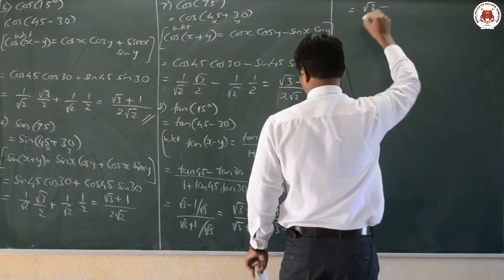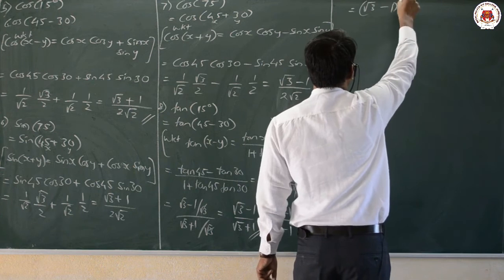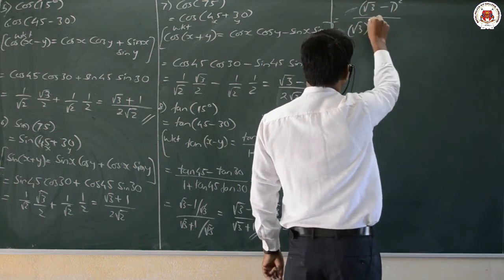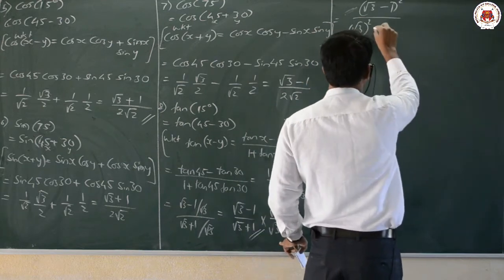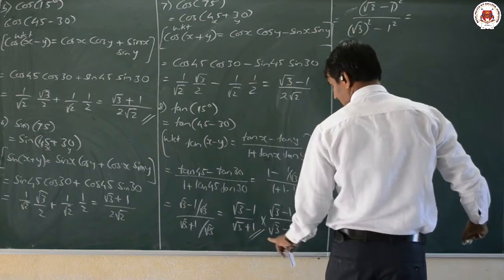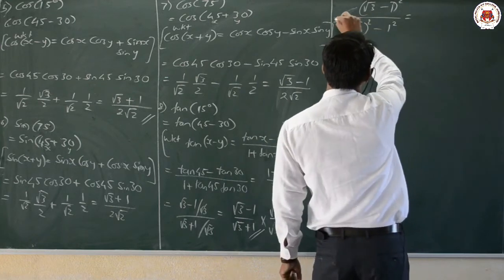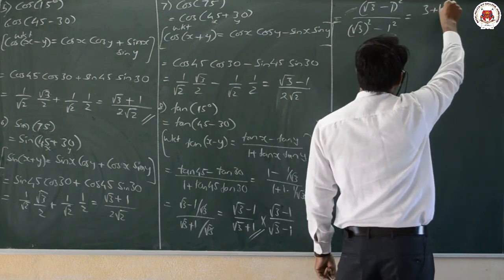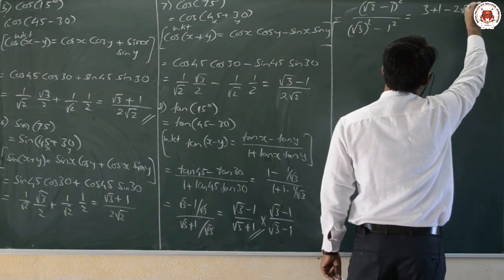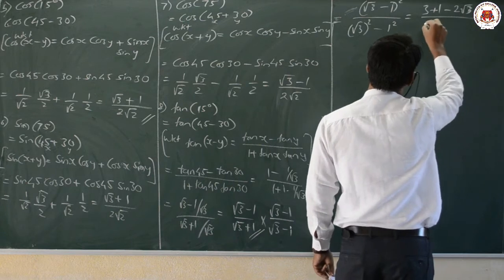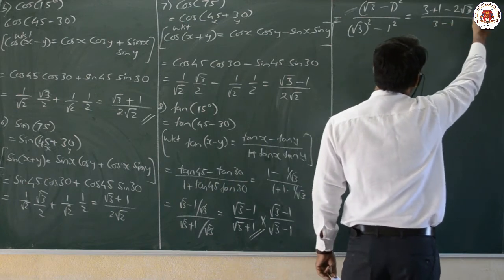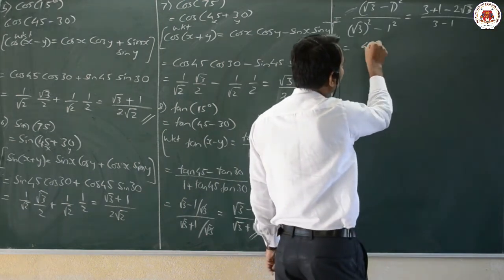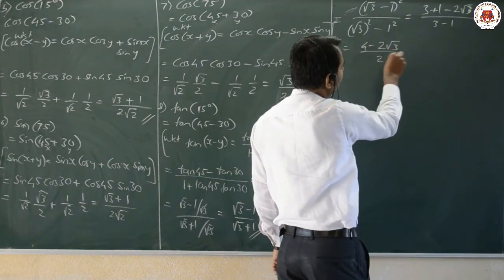That is root 3 minus 1 whole square divided by root 3 square minus 1 square, a plus b, a minus b. A minus b whole square, dear students, what is it? That is root 3 square is 3 plus 1 minus 2 root 3, whole divided by root 3 square is 3 minus 1. Now 3 plus 1 means 4, so 4 minus 2 root 3 divided by 2.